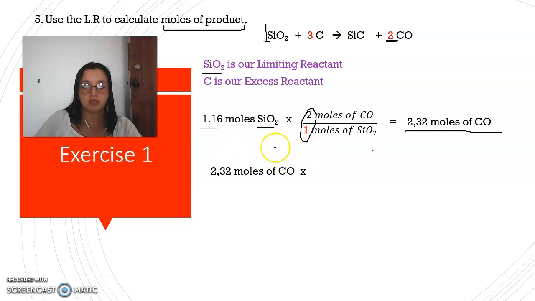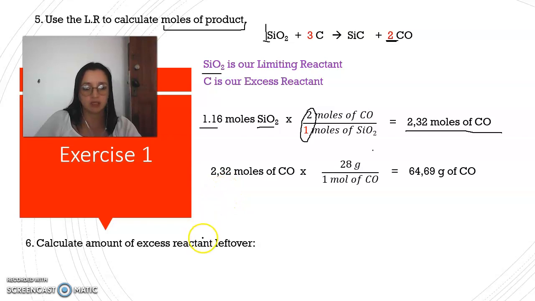And then the problem is asking me for grams. So that's why I need to do one more conversion, which is turning the moles into grams. So this is the molar mass of carbon monoxide. 1 mole of carbon monoxide equals 28. This is coming from the periodic table, the addition of the atomic masses, and then this is the grams that we obtain.